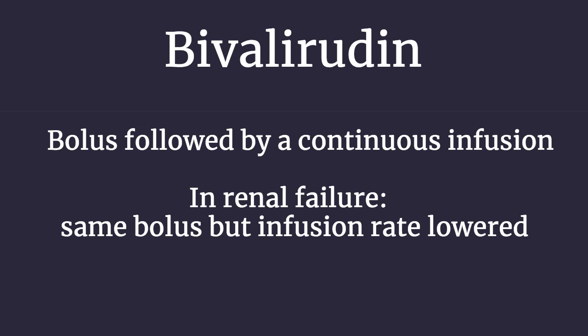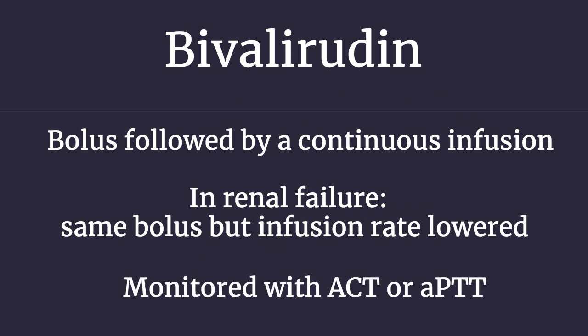And you can consult any of the package insert or any of the medical databases to figure out how much the dose is lowered based on the degree of the renal dysfunction. And the extent of anticoagulation is monitored with activated clotting time, ACT, or activated partial thromboplastin time, otherwise known as APTT.